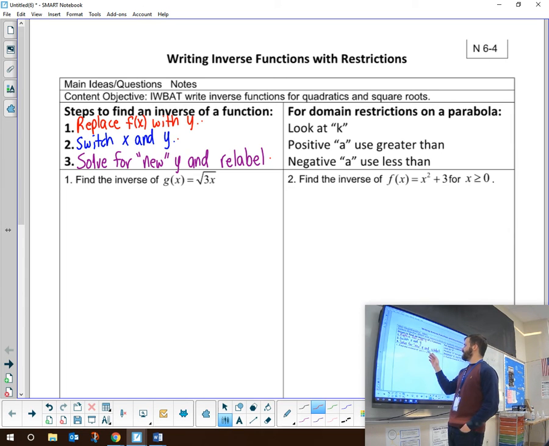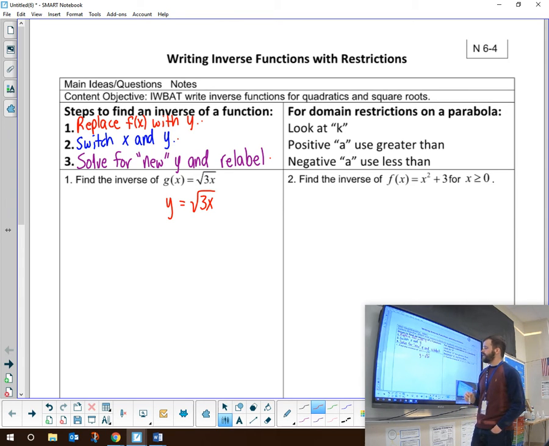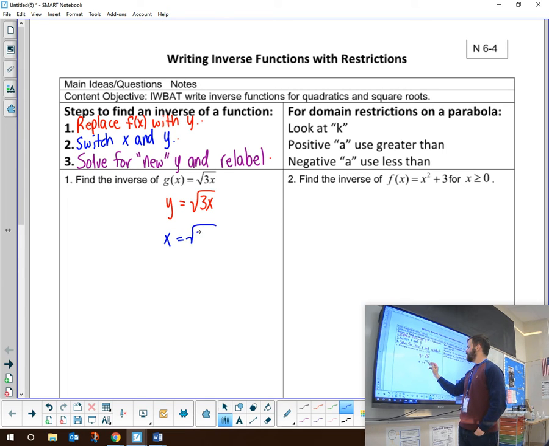So number 1, I have g of x equals square root of 3x. Now we're going to replace that g of x with a y. So we're going to go y equals the square root of 3x. Second, to be able to switch it around, we are going to need to switch x and y. So this is going to become my new x, and this is going to become my new y. We switch my x and my y.